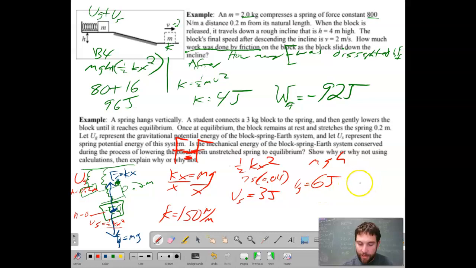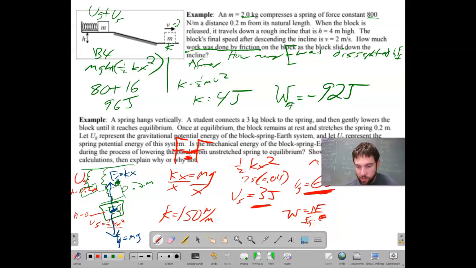So what's going on here? In this case, the hand is doing negative work. As the student is bringing the spring down, they're doing negative work. Energy is being lost because we have more energy before than after. So because work is a change in energy, which is final energy minus initial energy, if the initial energy is more, then you're going to end up with negative work. So the hand is doing negative work to remove energy from the system.